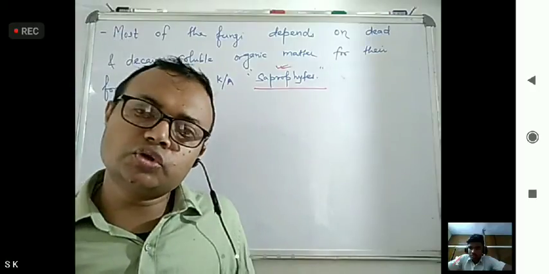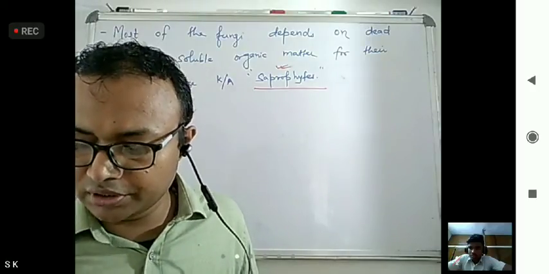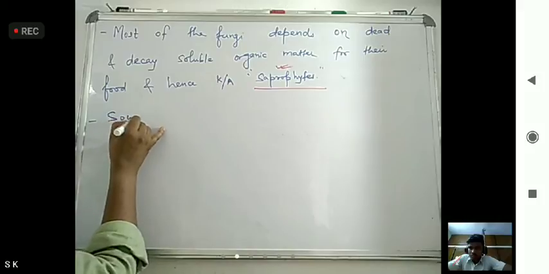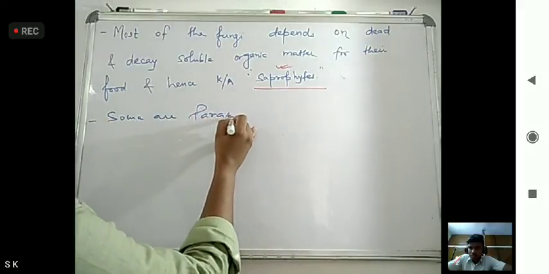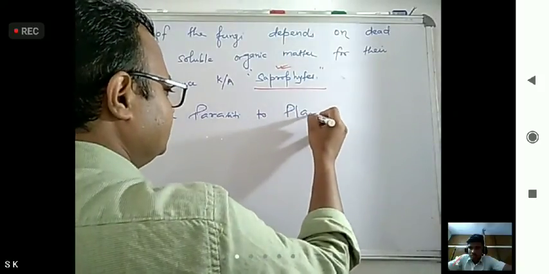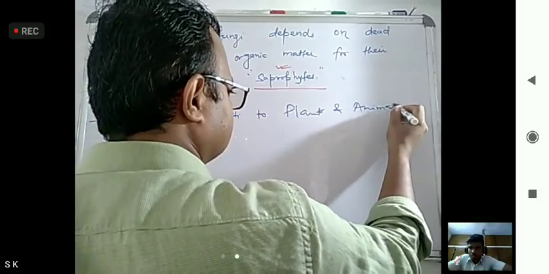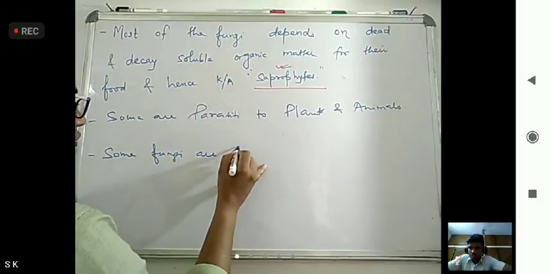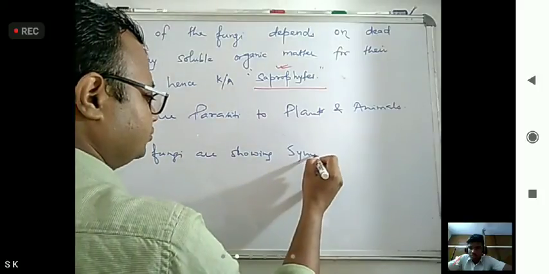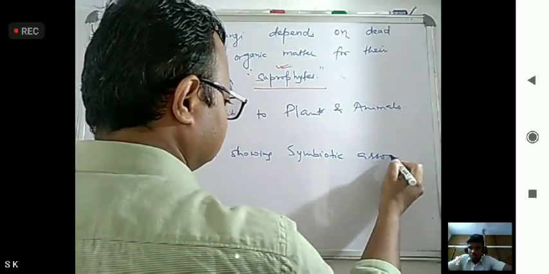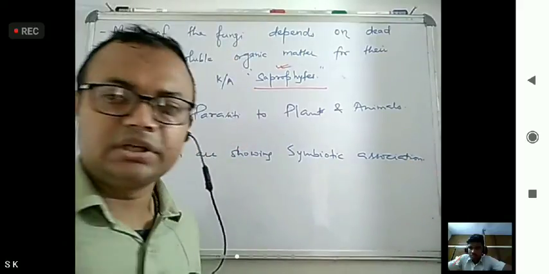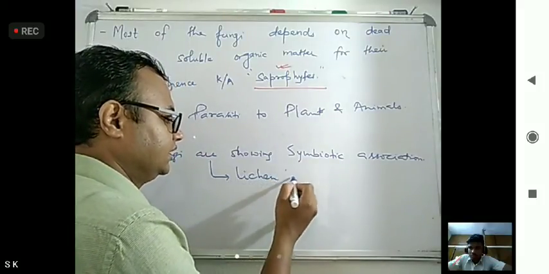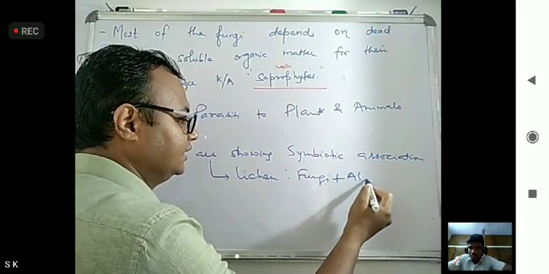Okay, some also show parasitic nature. They also show symbiotic nature. So some are parasitic to plants and animals. Some fungi are symbionts, showing symbiotic association. What are the examples of that? For example, lichen. So lichen is what? Fungi plus algae.